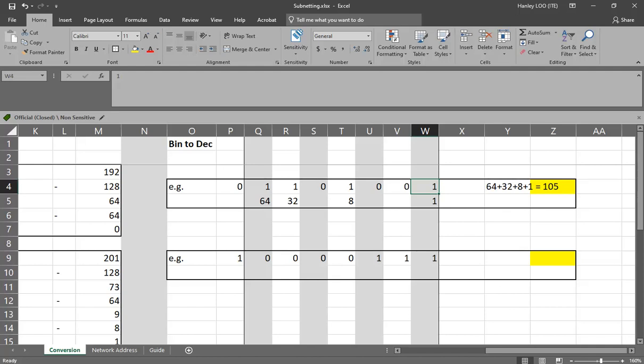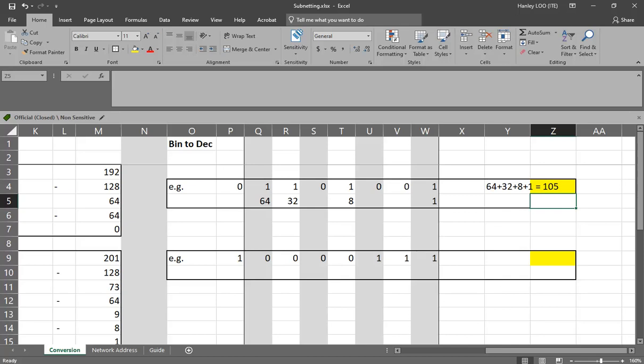So I know that the second place has a value of 64, the third place 32, the fifth place 8, and the last place 1. So when I need to convert this binary back to its decimal number, I identify all the places that have a binary bit of 1 and add up all the values. You can see the calculation here: 64 plus 32 plus 8 plus 1, which will give me a decimal number of 105. That is how easy it is to convert from binary to decimal.